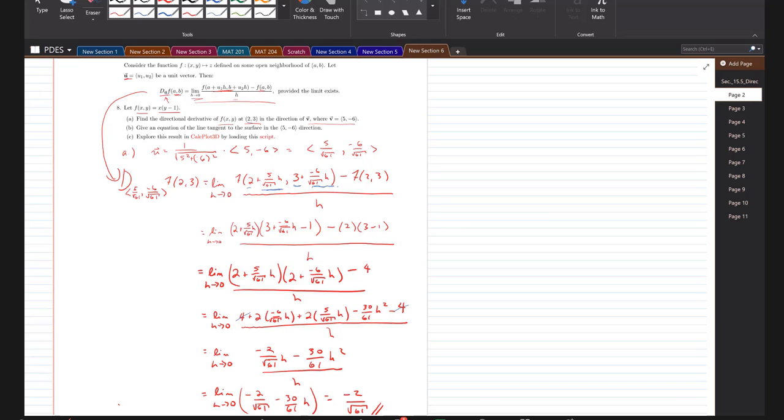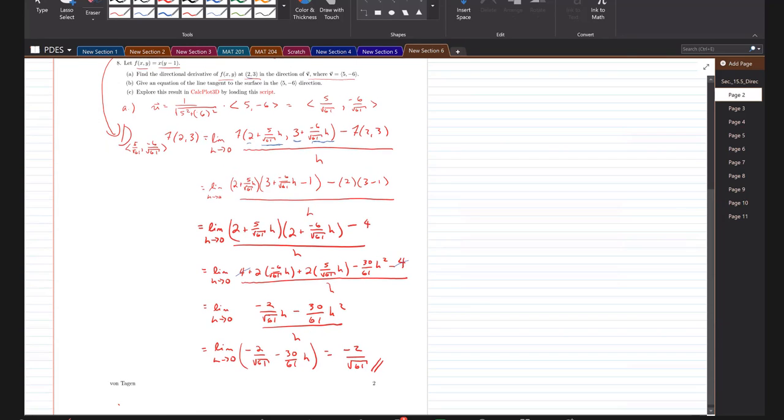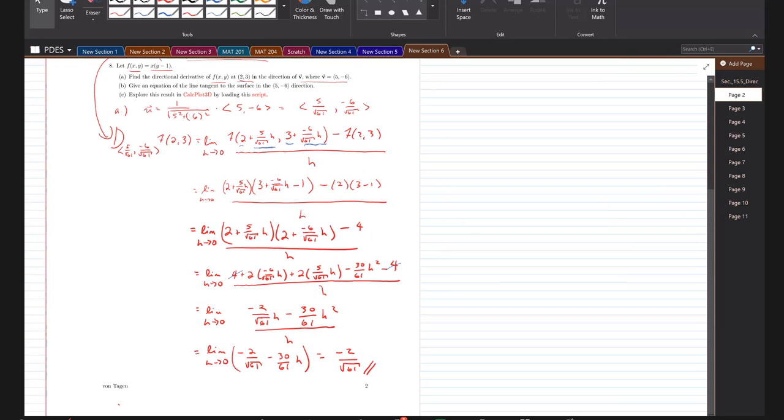Then we looked at how that changed the corresponding z values, the output values. What we find is that as we move in the direction of this vector u, which is the same as the direction of 5, negative 6, in our domain region, we would expect our corresponding z values, our elevation, to drop by that ratio.